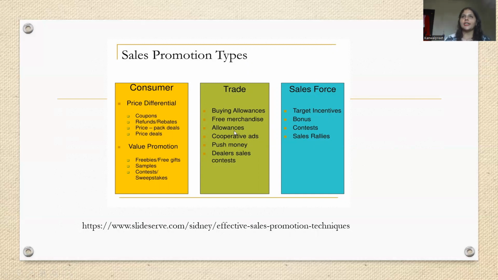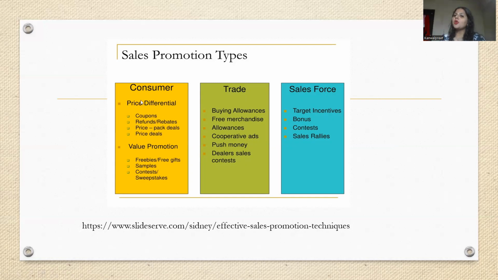Okay, you go to your retail shop, you will have the thumbs up fridge, refrigerator, or the Cadbury's box. So that is you are giving them free merchandise, maybe a watch. Then you are giving them allowances, maybe a foreign trip, cooperative advertisement. Okay, you are both sharing the expenditure incurred on this advertisement, push money, dealer sales. So trade, what you are trying to do, you are requesting your dealers, your middlemen, to push your product. So this is also called push strategy.